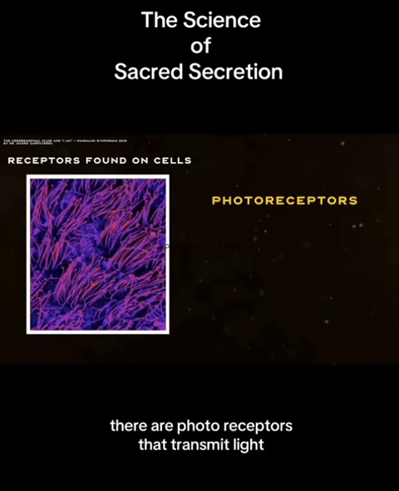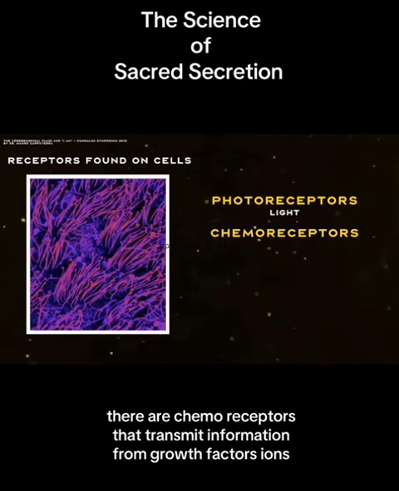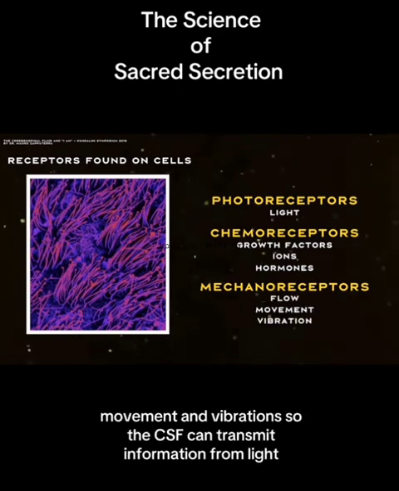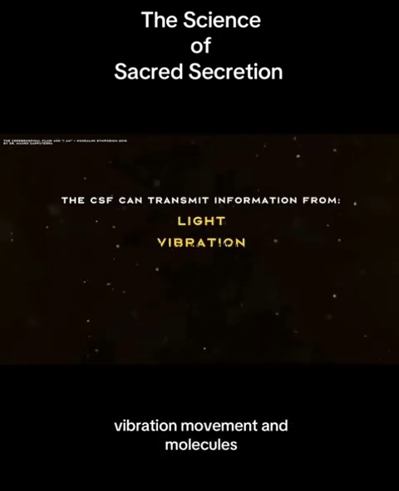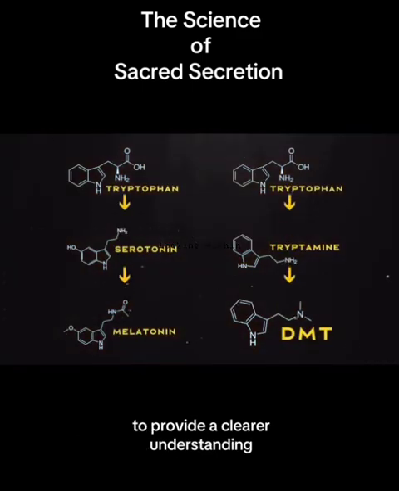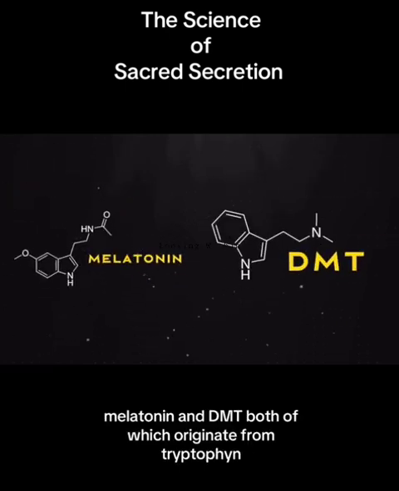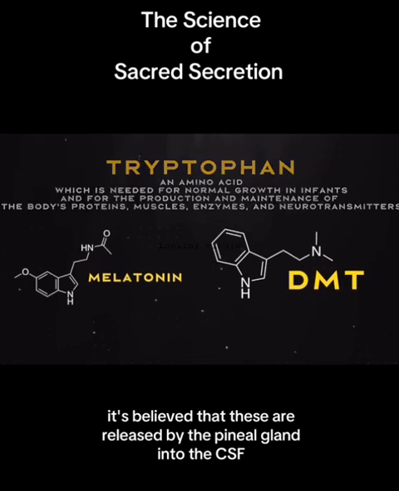There are photoreceptors that transmit light. There are chemoreceptors that transmit information from growth factors, ions, hormones, and mechanoreceptors that transmit information from flow, movement, and vibrations. So the CSF can transmit information from light, vibration, movement, and molecules. To provide a clearer understanding, let's discuss two significant molecules present in the cerebrospinal fluid, melatonin and DMT, both of which originate from tryptophan. It's believed that these are released by the pineal gland into the CSF.